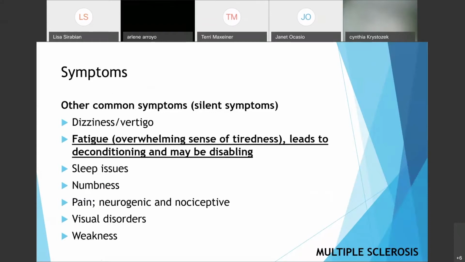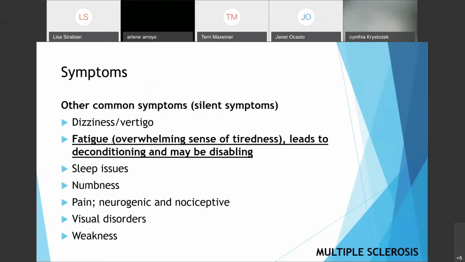Other common symptoms, and they kind of refer to these as silent symptoms, symptoms that the person suffers with that aren't obvious necessarily to the outside person, but very, very significant to them. So dizziness, vertigo. The second one there is fatigue.